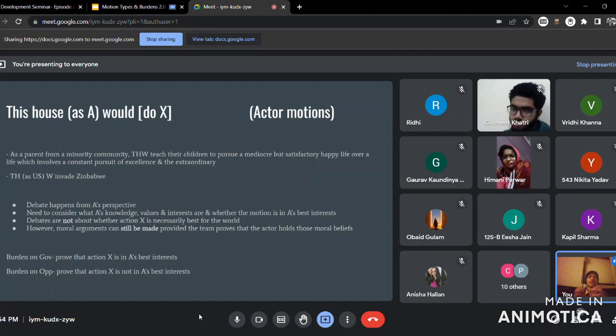Objectively कुछ भी हो सकता है. Maybe this life of excellence is actually better for the child. But when you're doing an actor motion, you need to think what the parent thinks is best for the child. Like that's in the interest of the parent, that the parent wants their child to be happy and things like that.